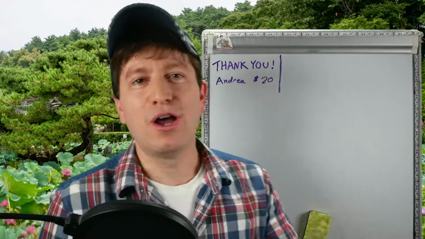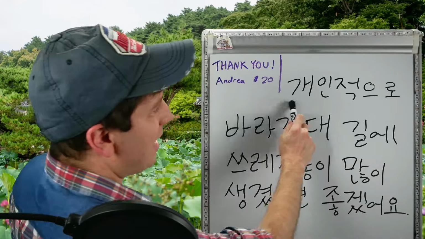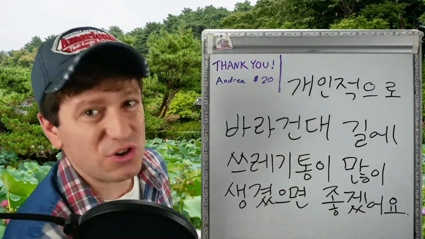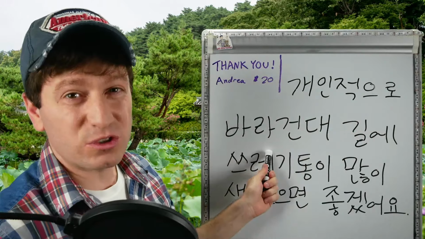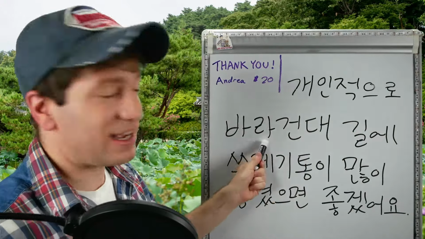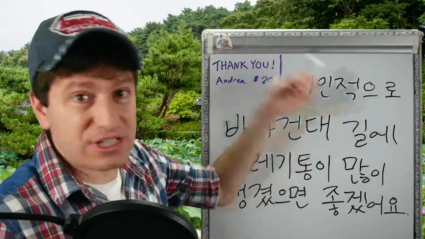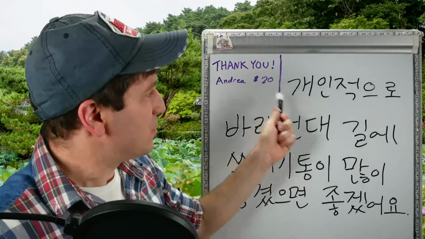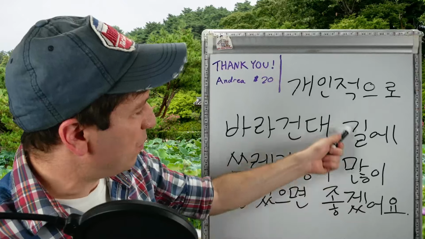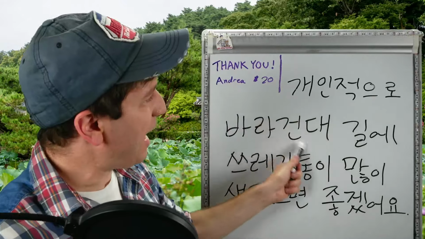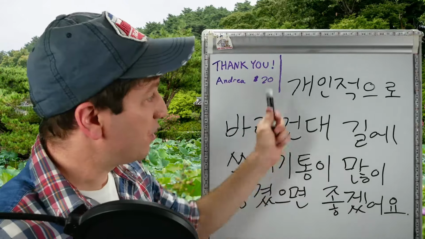So now I'm going to give you one example sentence. 개인적으로. 개인적으로 means personally. 바라다, to hope for or to wish for. So here we have 바라 is the verb stem. 건데, and we're done. That's all you have to do for conjugating it. So 개인적으로 바라건데. So I'm going to tell you what I wish for or hope for personally.